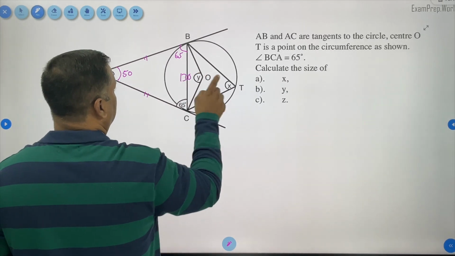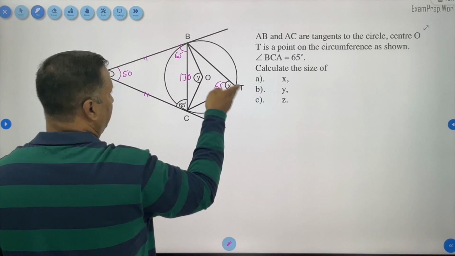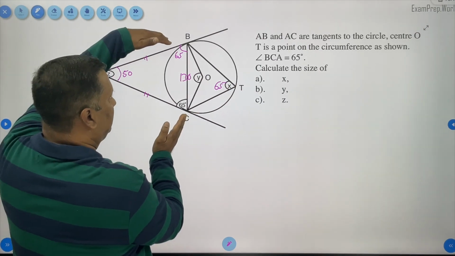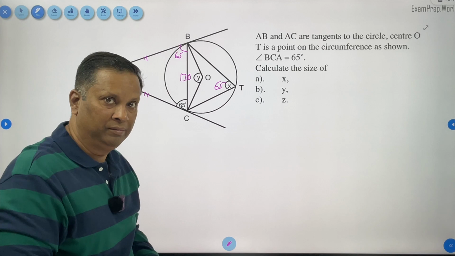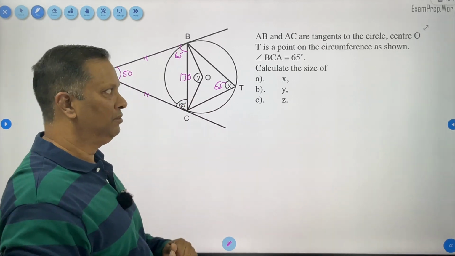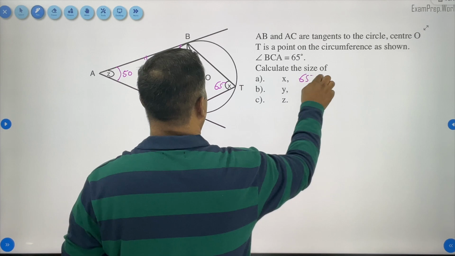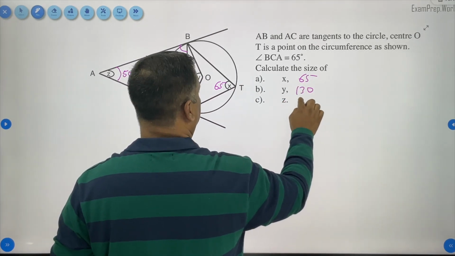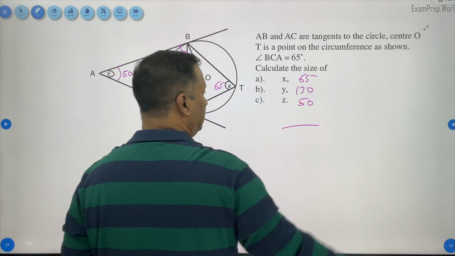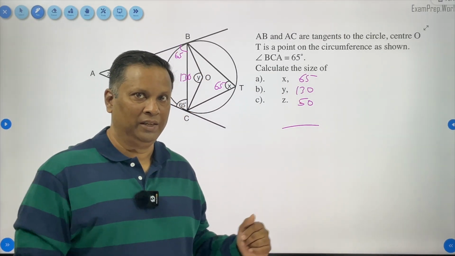And if this is 130, x is how much? 65. Because whatever the arc makes at the center, what it makes at the circumference will be half of it. So this is 65. So all angles are done. x is 65, y is 130, and z is 50. Done. This was a relatively easy question. Can we proceed to the next one?